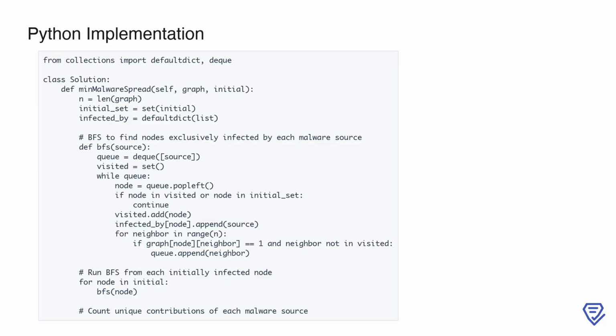Starting from a given source node, this function uses a queue to traverse all reachable nodes. As we process each node, we skip those that are already visited or initially infected. For other nodes, we record the current source in their infected_by list. This ensures we track which nodes are infected by specific malware sources while avoiding duplicates or cycles. Finally, we iterate through each initially infected node and run BFS from it to populate the infected_by mapping.